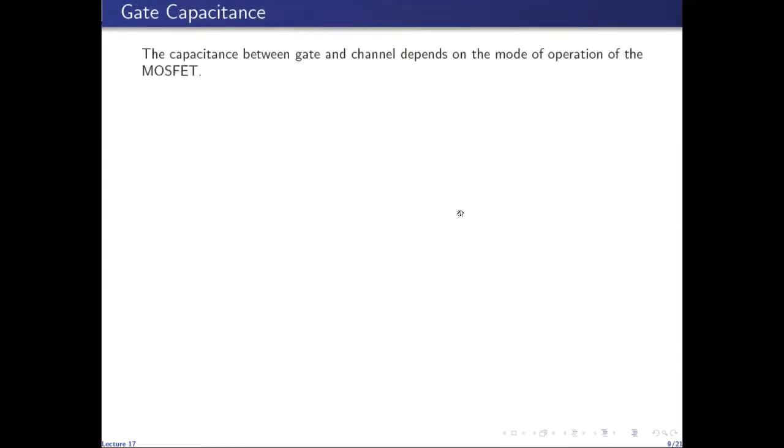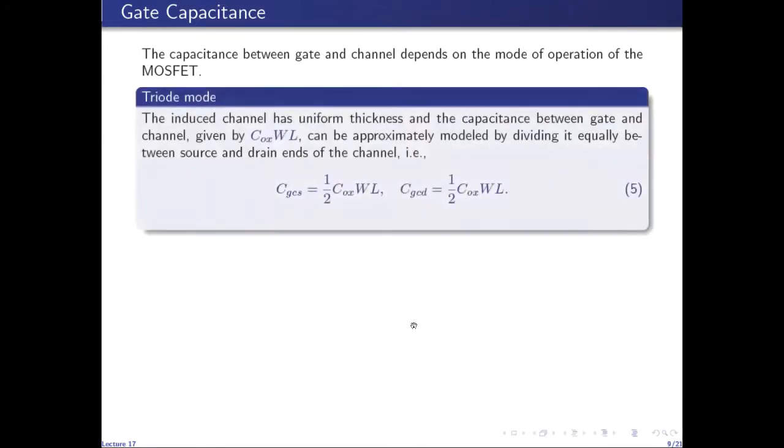The gate capacitance between the polysilicon gate electrode and the induced channel depends on the mode of operation of the device, because the profile and the depth of the channel depend on the mode of operation of the MOSFET. So when the MOSFET is operating in triode mode, the induced channel has uniform thickness all the way from the source end towards the drain end, and the gate to channel capacitance, which is given in this case by Cox times W times L, is approximately modeled by dividing it equally between gate source terminals and gate drain terminals.